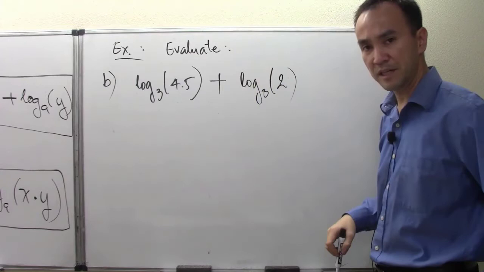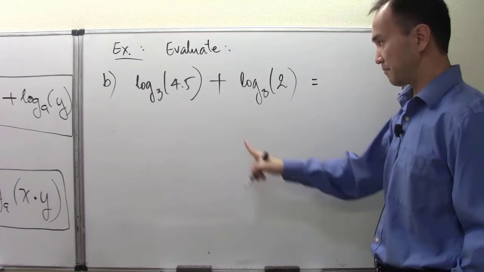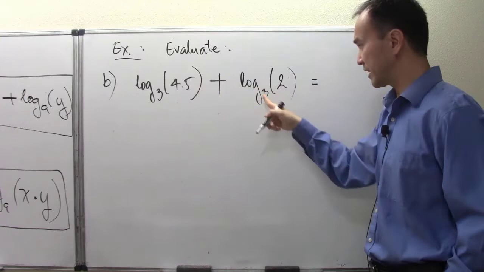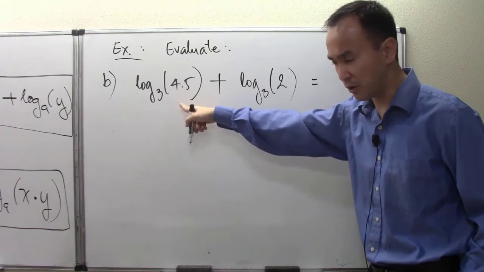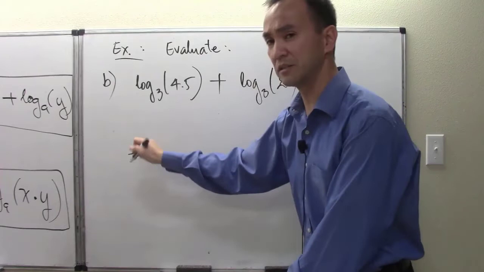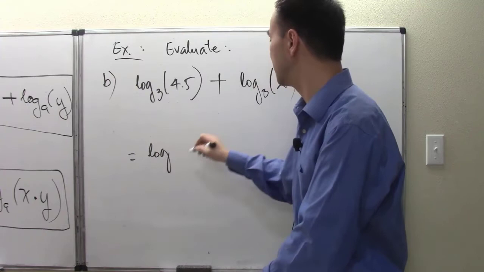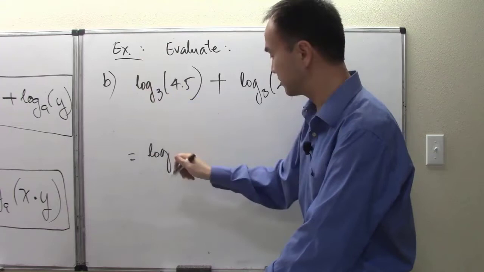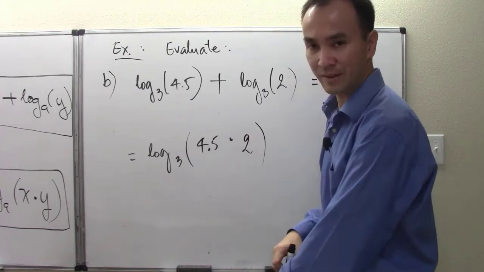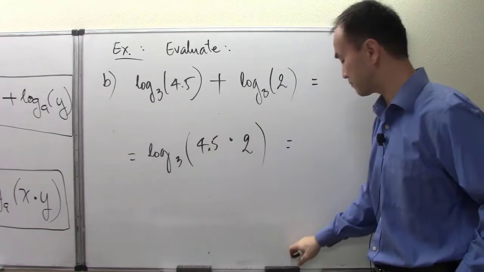So again, if we're doing any one of these manually, separately over here, it's going to run into a pretty ugly decimal, and another pretty ugly decimal here. But now, thanks to the sum to product rule that we have learned, all of this can be brought together as a log base 3, one log only, whereas in the beginning there were two log terms. 4.5 times 2, as a product now. I just stay straight with that product, sum to product rule. And now it's log base 3 of 9.